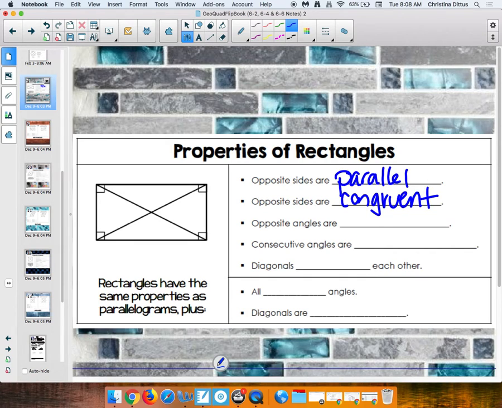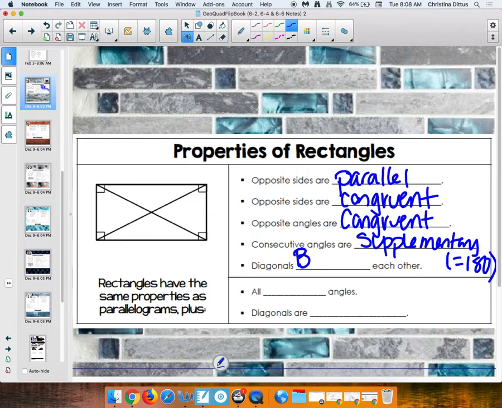What about the opposite angles of parallelograms? They are congruent as well. And my consecutive angles that are next to each other, adjacent, they're supplementary. They equal 180. And then the diagonals do what to each other? Bisect, good. Those are all attributes of parallelograms.